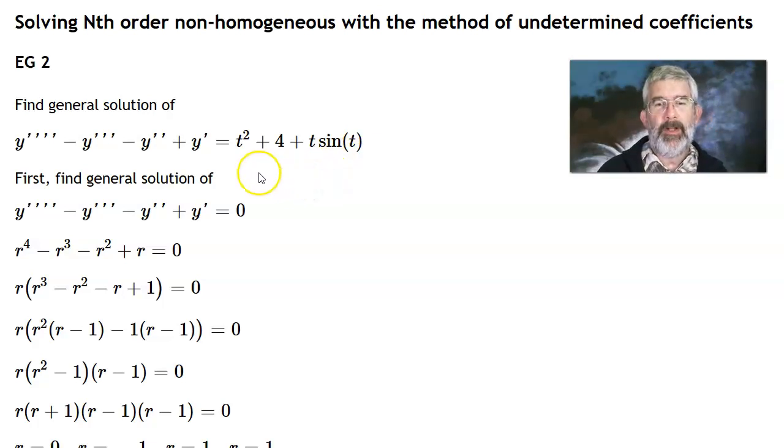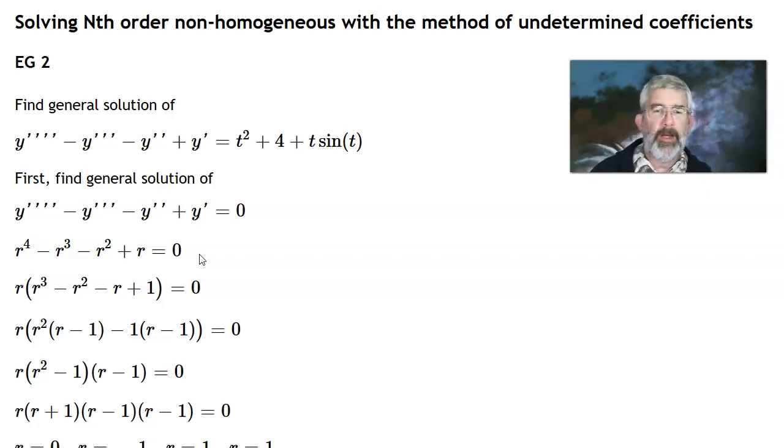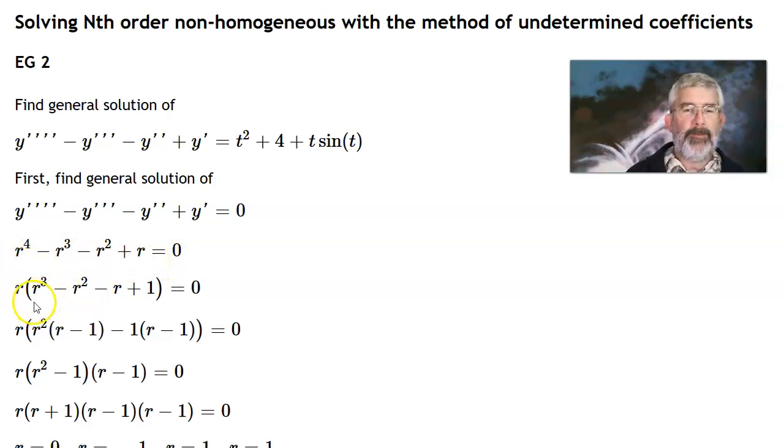So here we go. First of all, I've got to solve the general solution for the homogeneous equation, so get rid of all that stuff and put a 0 right there. Then I'm expecting a solution of the form y equals e to the rt. When I plug that in, I end up with the characteristic equation: r to the fourth minus r cubed minus r squared plus r has to equal 0.